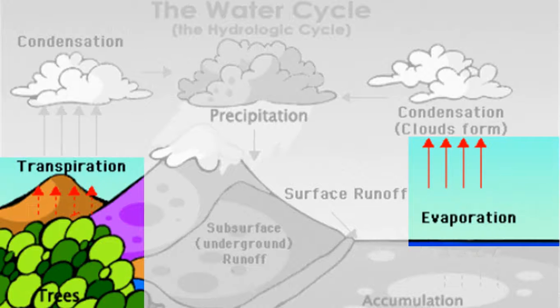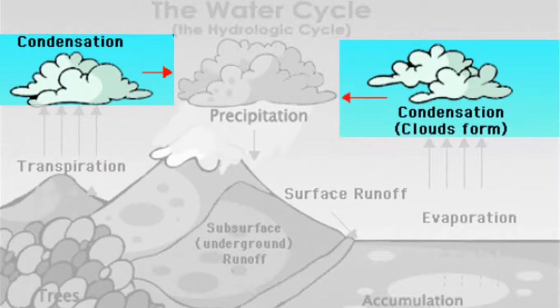Energy from the sun heats up the surface of the earth, causing the temperature of the water in our rivers, lakes, and oceans to rise. When this happens, water becomes a gas called vapor in the process called evaporation. Plants and trees also lose water to the atmosphere in the process known as transpiration.